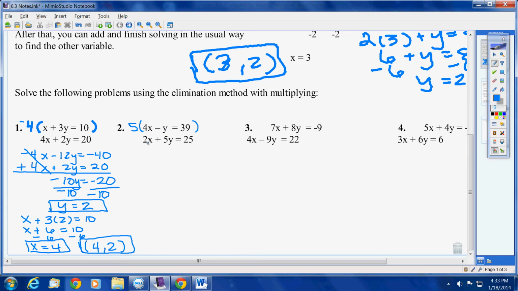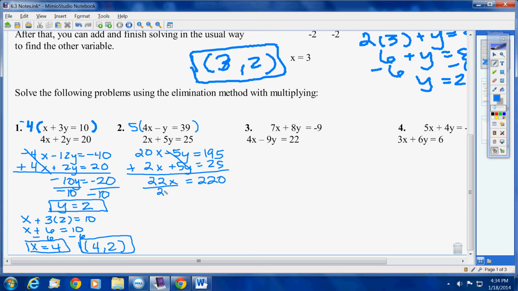I'm going to go ahead and distribute 5. So that means I'm going to have 20x minus 5y, and that equals 195. And I'm going to rewrite my second equation: 2x plus 5y equals 25. I'm ready to add my two equations together because I know my y's are going to cancel out.